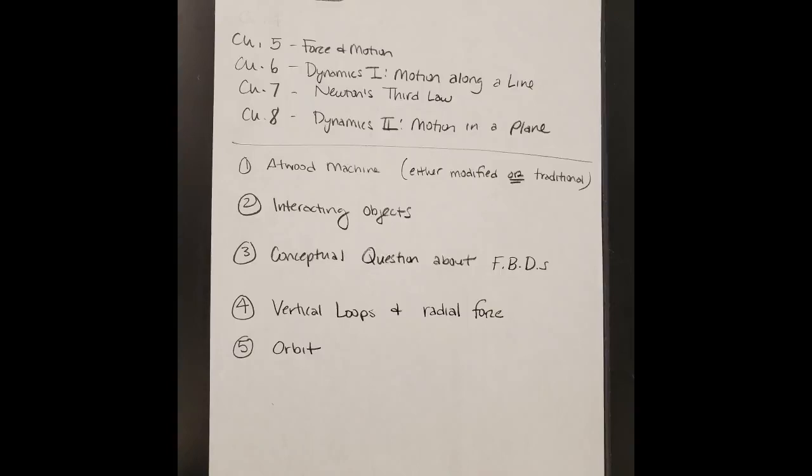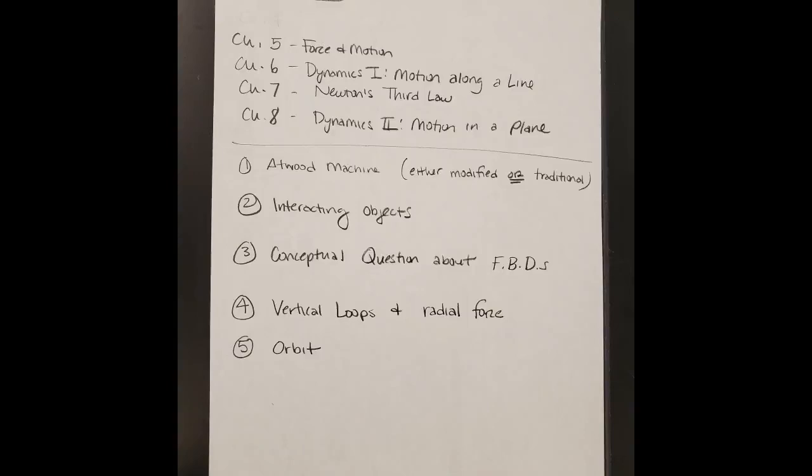For exam 1, I gave you some pointers on what you could definitely expect to see on the exam. I wanted to do the same thing here. So I'm going to ask you a question about Atwood machines, but it will not be as complicated as the one that was on the practice exam, where you had a little bit of everything. You had slopes, you had friction. It will either be the traditional Atwood machine, where both blocks can only move vertically, or it will be the modified Atwood machine, where one block is on a frictionless surface.